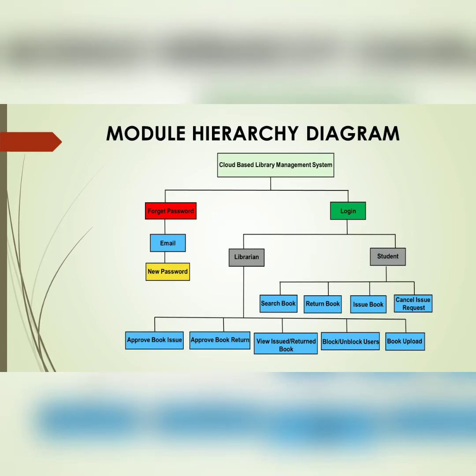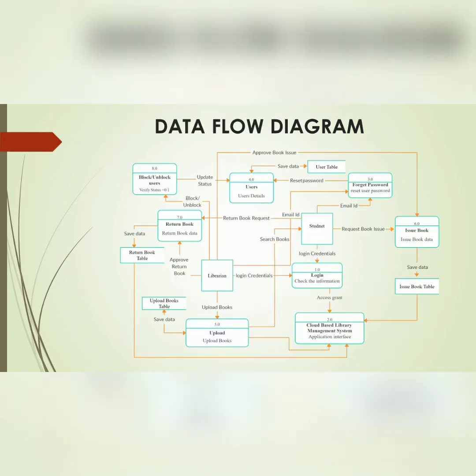This is the hierarchy of my application as you can see in the picture. Another one is the data flow diagram of my application, showing how the data flows in the application. We have two external entities, librarian and students, and others are the operations and the data stores.